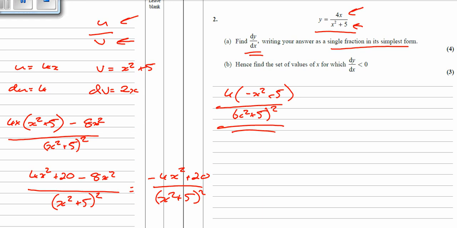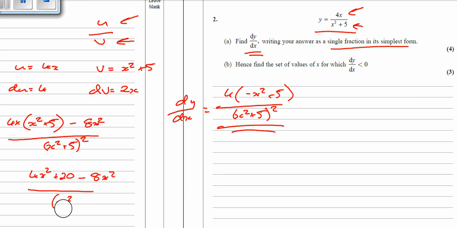So what we've got to do is we've got to find the set of values for this. So this is dy by dx. We've got to find where that is going to be less than 0. So the first thing we're going to do is we're going to set it equal to 0. Find out where it equals 0. Then we're going to choose either the left-hand side or the right-hand side.